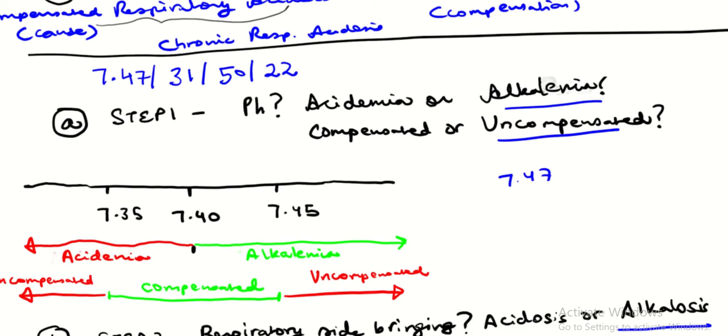Let's look at a third one. Before you know it, you'd be experts. In fact, I'm going to let you lead the way. 7.47 is the pH, 31 is the PaCO2, PaO2 is 50, bicarb is 22. 7.47. What do you have? Pause the video.